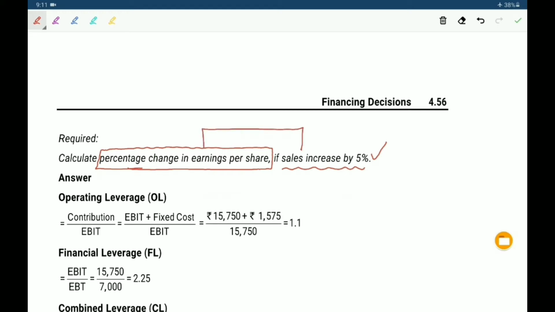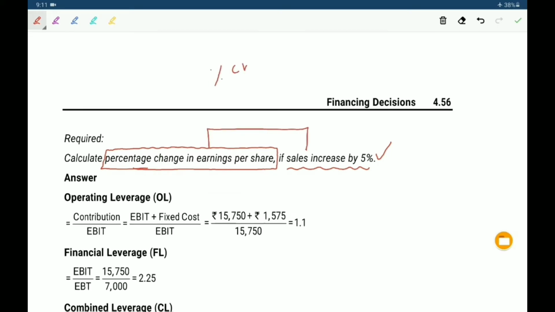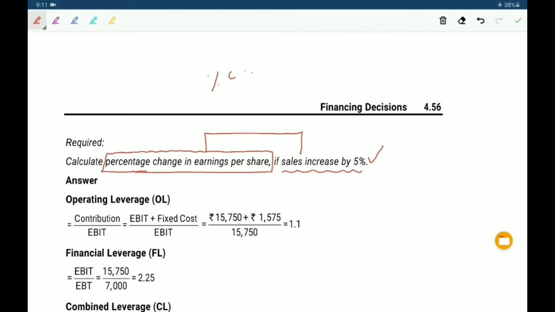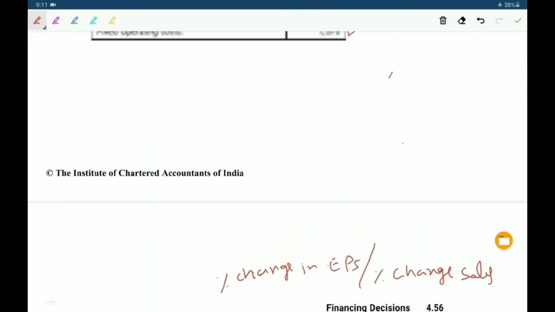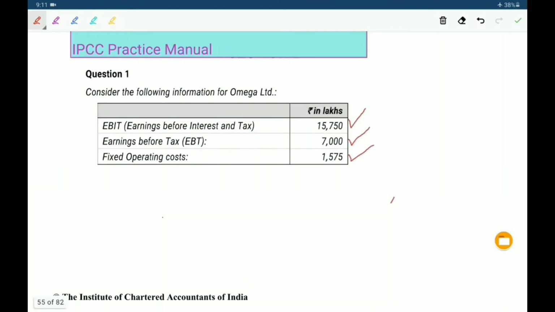Here the relation is percentage change in EPS by percentage change in sales. So this is the combined leverage formula. Now we have to find out, there is no data about combined leverage. That's why we have to find out the degree of operating leverage, next the degree of financial leverage. After that we can find the answer.